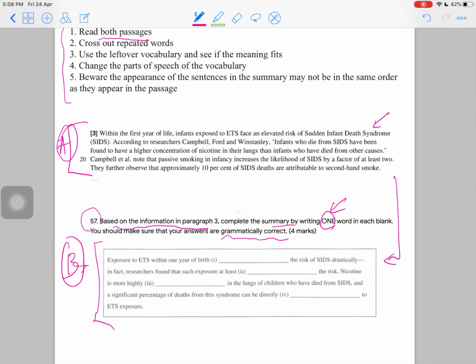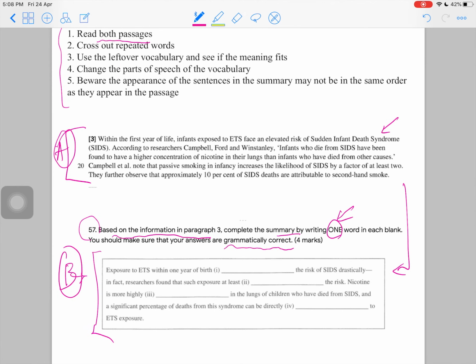We'll take some time to do that. Starting from here, because it's paragraph 3, it is this paragraph. Exposure to ETS within 1 year of birth. So we'll need to find this here: within the first year of life. Already these are repeated. Within the first year of life, first 1 year of birth, it's the same thing. So this blank would not be about first year of life. Exposure to ETS, we got ETS here, exposed to. So we can cross all that out.